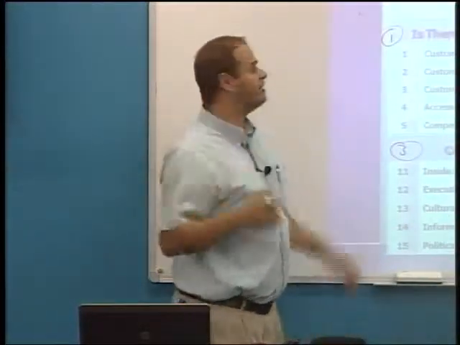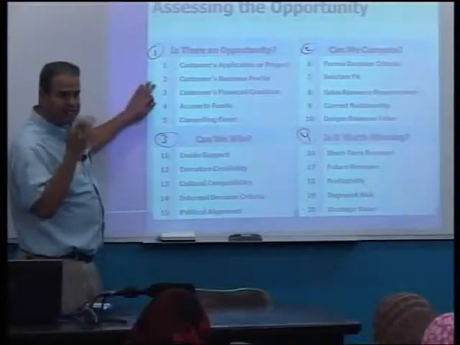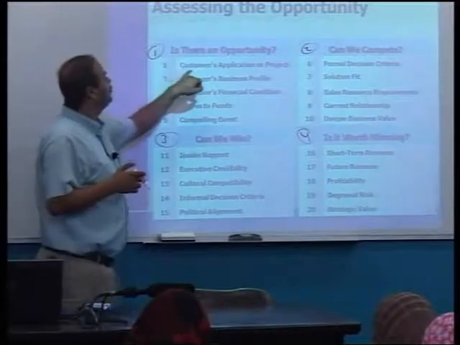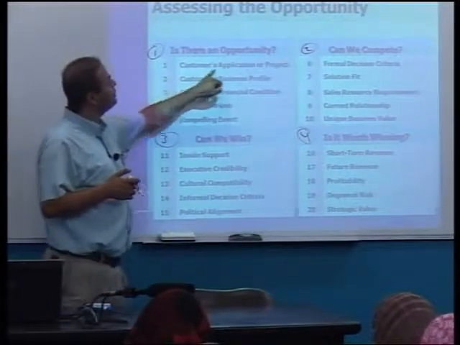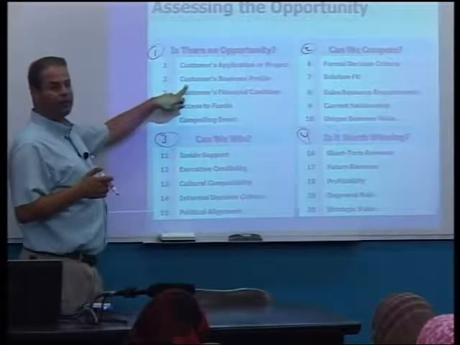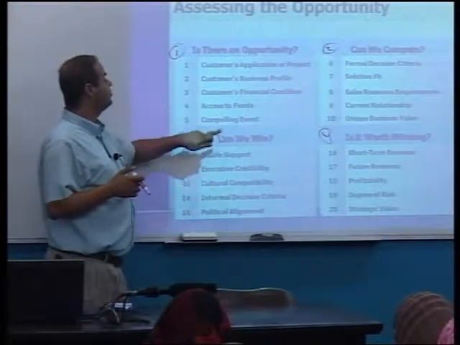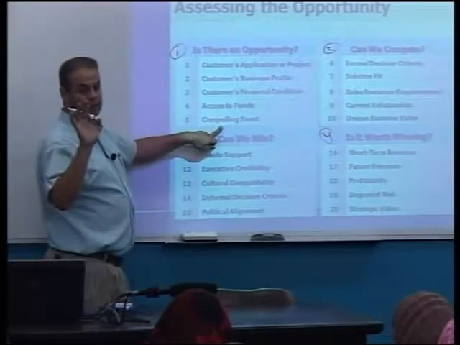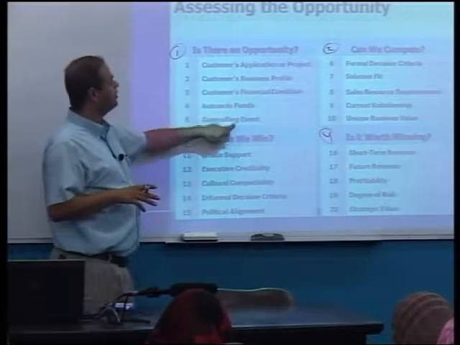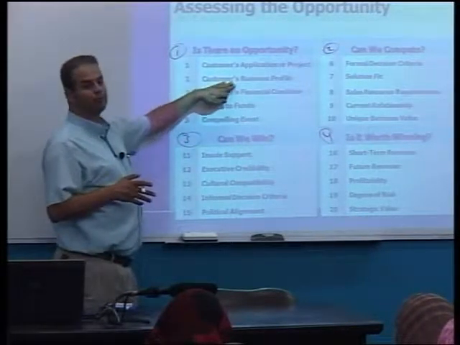Now, let's analyze this. Is there an opportunity? It means the sales agency is going to ask itself, we should identify information about the customer's application or project, the customer's business profile, the customer's financial condition, access to funds, and compelling event. Stop here. Let's give an example about this or this. Anyone? Okay, customer financial condition or customer business profile.